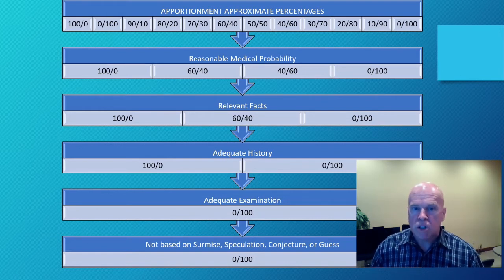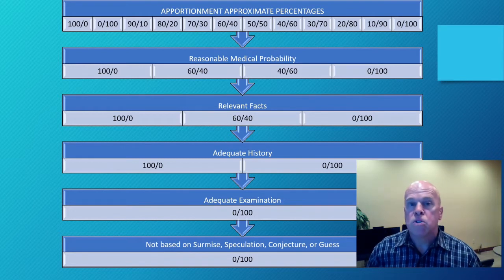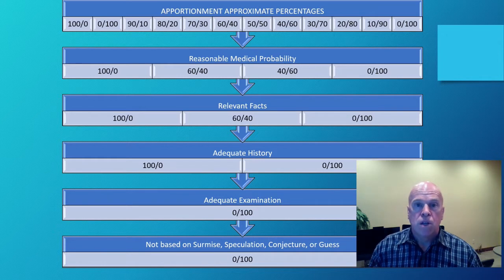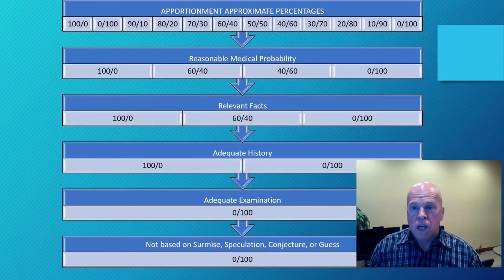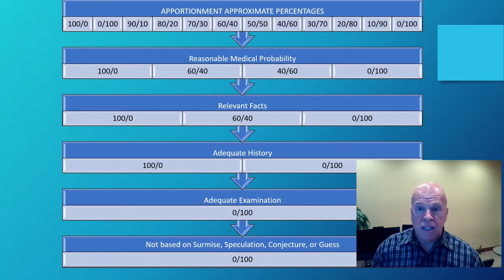If you look here across the top of the check sheet, you have all of your possible apportionment approximate percentages. Here on the left end of the spectrum, you could opine that 100% of the impairment is due to the industrial injury and 0% is due to other factors. Or at the other end of the spectrum, you could conclude that 0% is due to the industrial injury and 100% is due to other factors, and you have every option in between. You have 90-10, 80-20, 70-30, etc., and all these options.